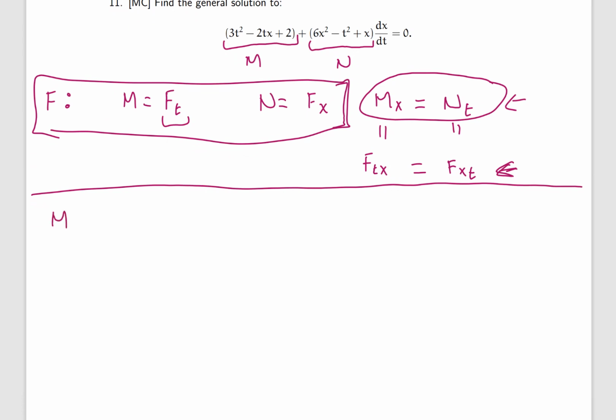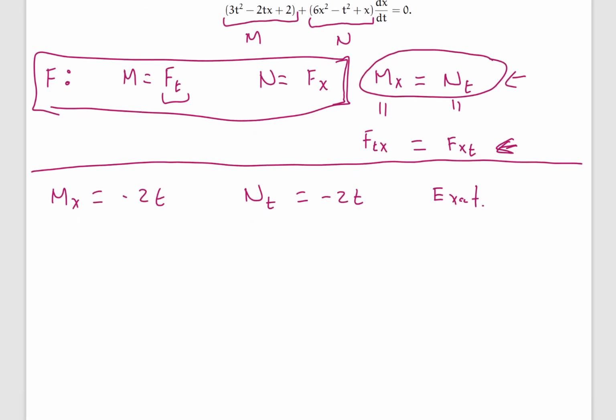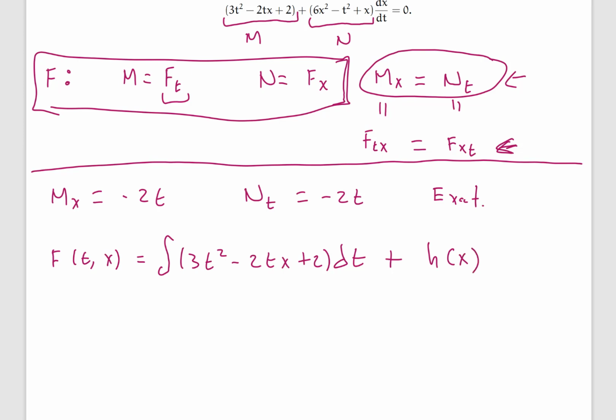So notice that the derivative of M with respect to x is minus 2t, and the derivative of N with respect to t is also minus 2t, and so yes, it is exact. Okay, so now M is equal to the derivative of f with respect to t. So this means f(t,x) is equal to the antiderivative of M with respect to t. So this is like a partial antiderivative. Okay, and notice that since we are taking the antiderivative of a two-variable function with respect to one variable, the arbitrary constant is really an unknown function of the other variable.